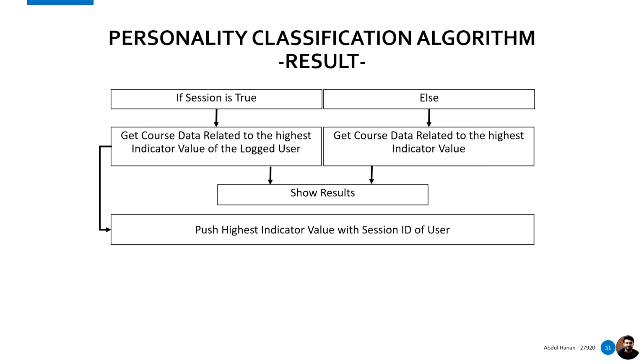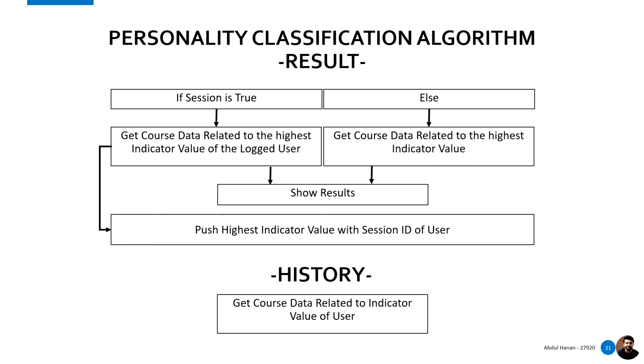Now if the user is logged in, then the maximum value alone would be stored with the user data in the database. The reason is that whenever the user logs into his or her account, they can take a look back at the previous results. So for that, the system will automatically get the course records mapped with the personality indicator value that was stored with the user data the last time they took the test.